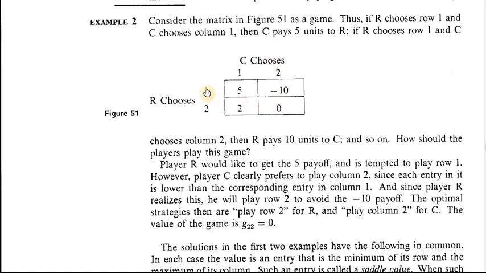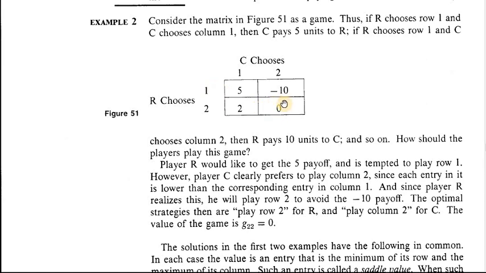Now what about the row player? The row player is looking at this 5 and he's saying, well, I want to get that. But if he realizes the column player is always going to choose column 2, he realizes he'll never get the 5. If he tries for the 5, he'll get the minus 10. No good. Better to play it safe and play row 2. If he plays row 2, he gets a 0, which is break even, but that's better than getting the minus 10, which is what he'd get otherwise. Right. So the 0 here is the end result.